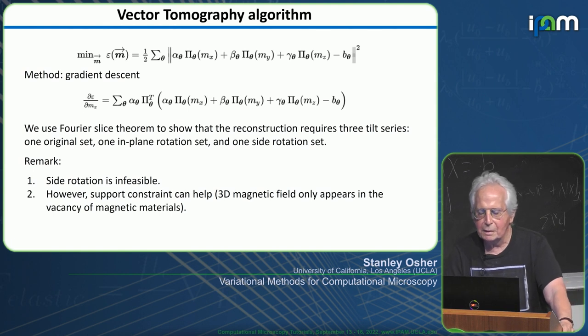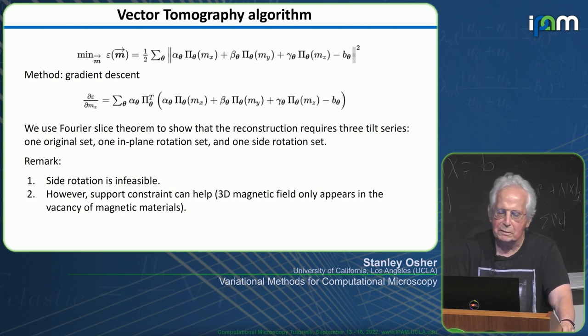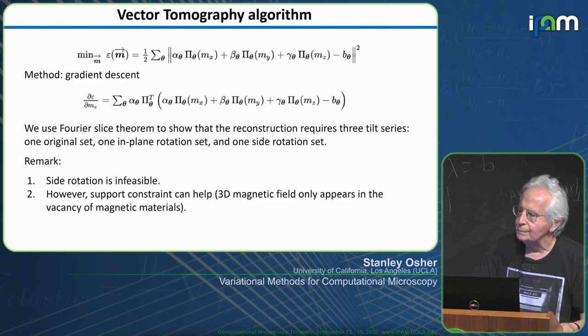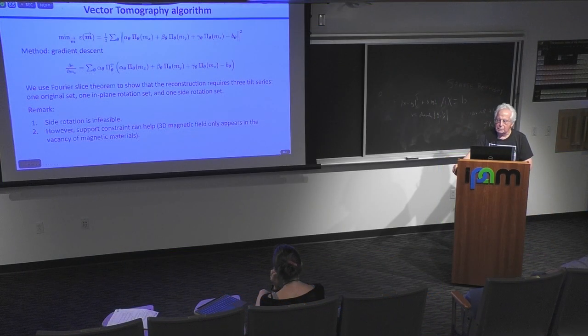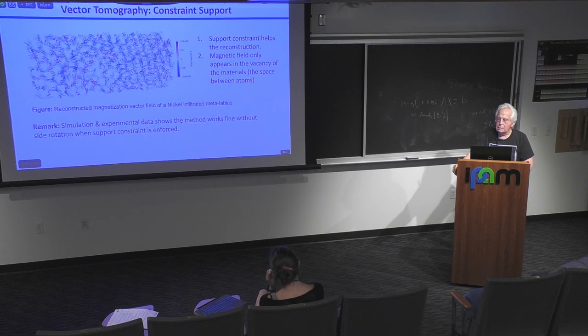The support constraint can help. 3D magnetic field only appears in the vacancy of magnetic materials. So if you can find out where there's no material, you're in business. And how do you find out where there's no material? Well, the magic of L1. It's as simple as that. And that's what we did. So next. You get these nice zeros over there. Support constraint helps the reconstruction. Magnetic field only appears in the vacancy of the materials, the space between atoms.